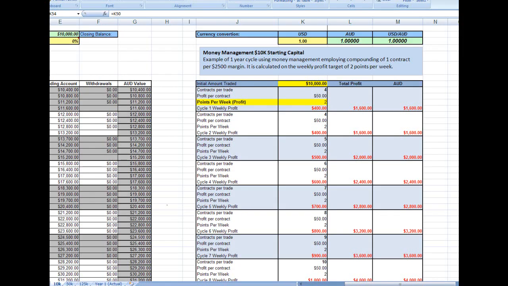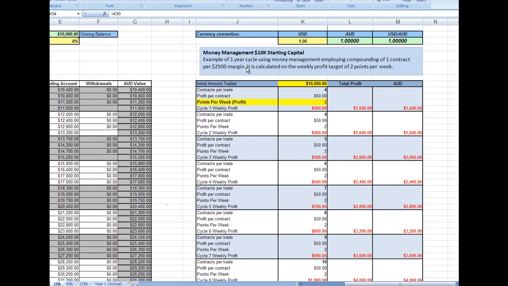What we're going to look at now is using money management over a 12-month cycle and basically forecasting what we can do over the period of a year. We're going to look at several different examples. First will be starting with $10,000. The second, we're going to start with $50,000, and then we're going to look at a 125k account and what you can do with that over the period of a year.